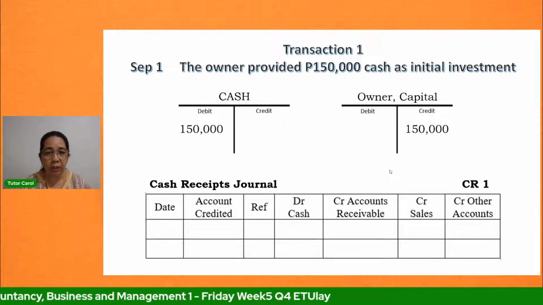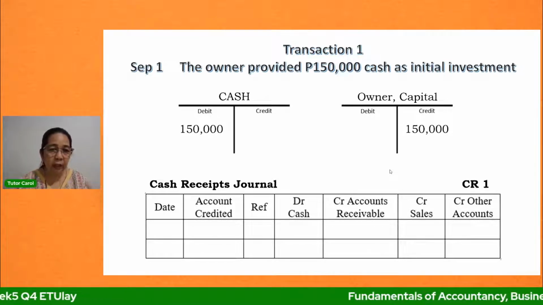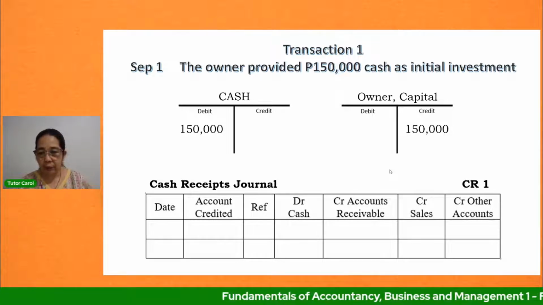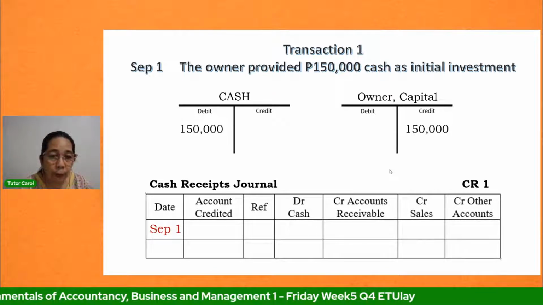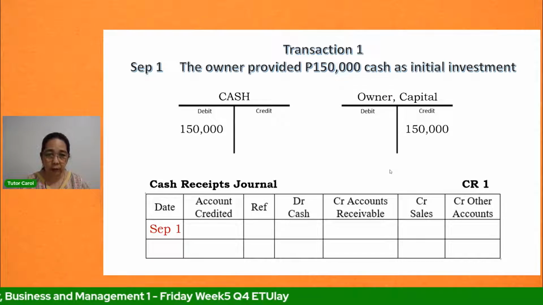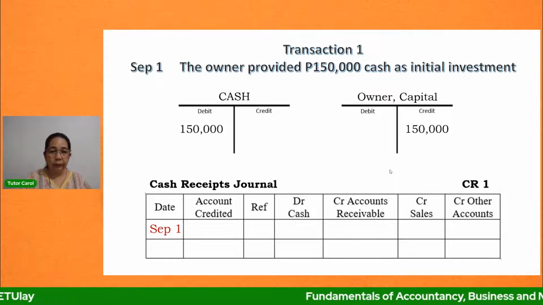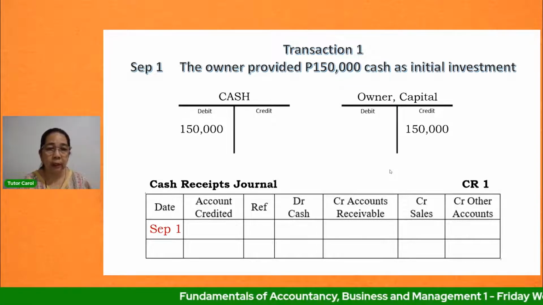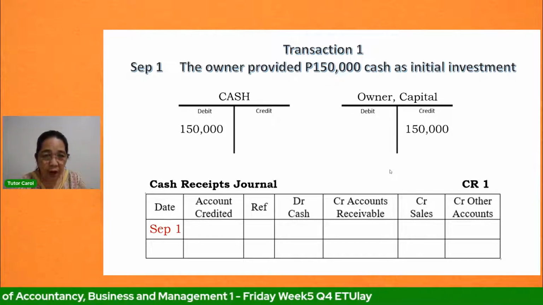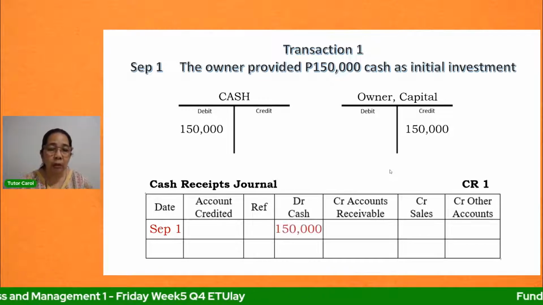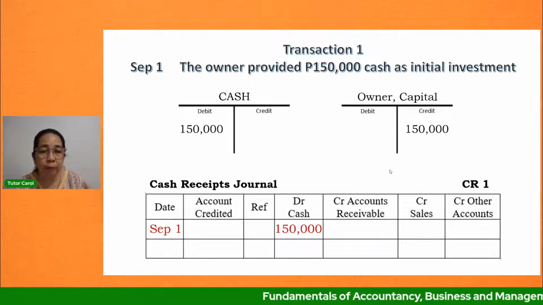Okay, meron siyang code na CR1. Okay, so paano? Ang date, of course, date is given, September 1. Lalagay mo lang dyan, September 1. Correct? Cash receipt journal, Miss Rani. Okay? What is the account credited? Anong na-credit na account? Owner capital. Lalagay mo syempre owner capital. Okay? Debit cash tayo. So, ayun, nakalagay DR cash. So, lalagay mo dyan yung amount, 150,000.